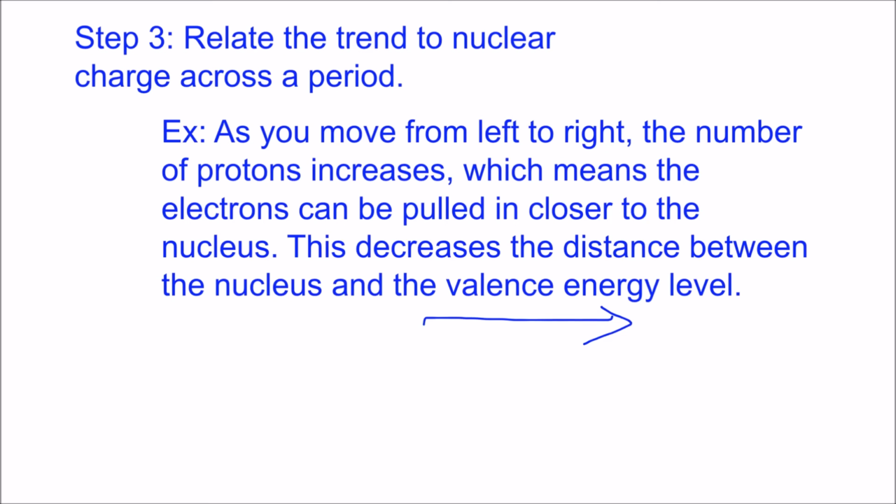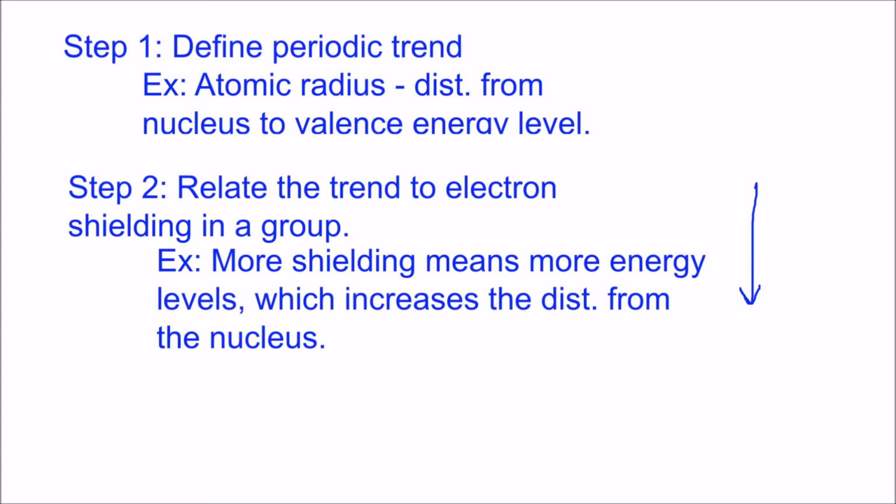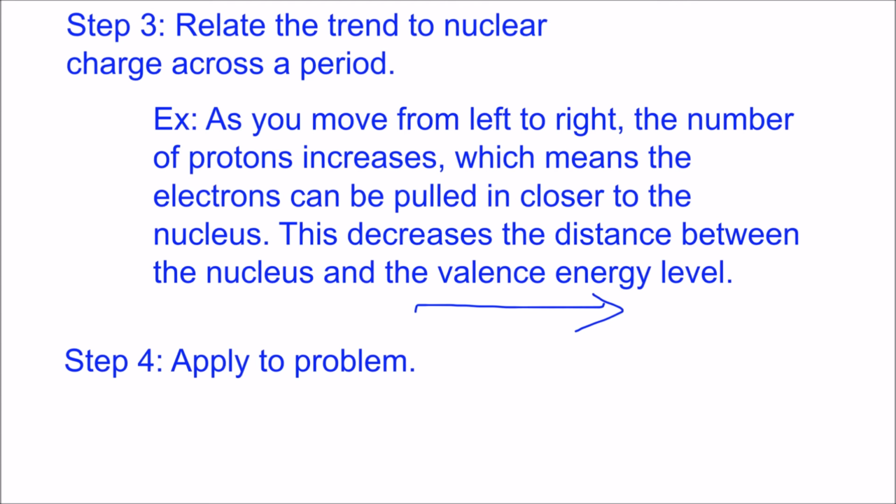So what we just said here is since the distance decreases, that means the atomic radius has to decrease if you move this direction. Over here, we said that if you move this direction, there's more shielding, which means that we increase the distance. So you increase the atomic radius in this direction. So now we can apply that to a problem.